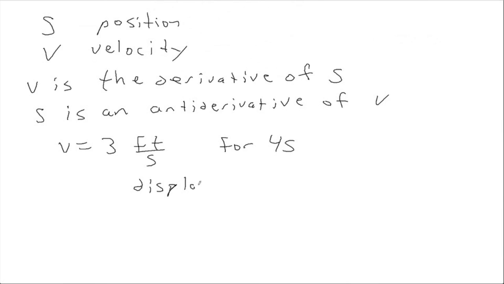V equals 3 feet per second for 4 seconds. Its displacement would be, well, in this case, the same as distance. It would be 12 feet. Great. So that's just a high school word problem. If you go 3 feet per second for 4 seconds, it should be obvious that your displacement is 12 feet.